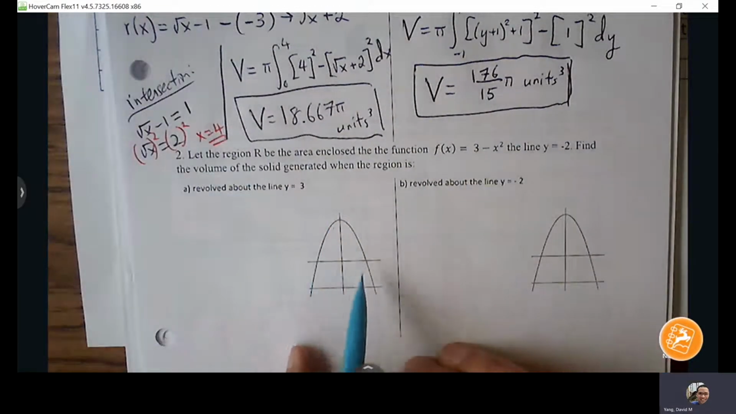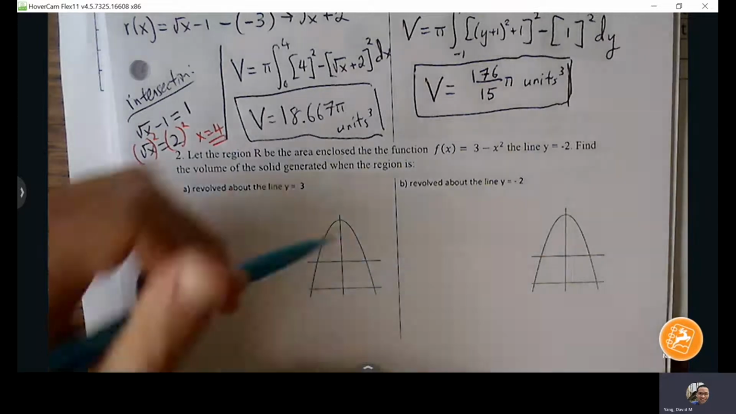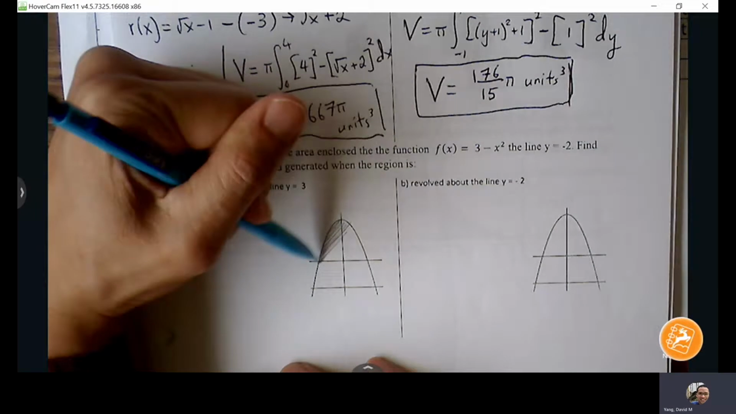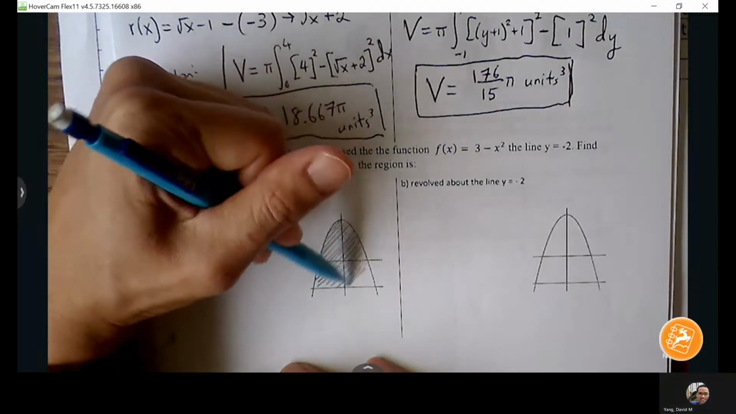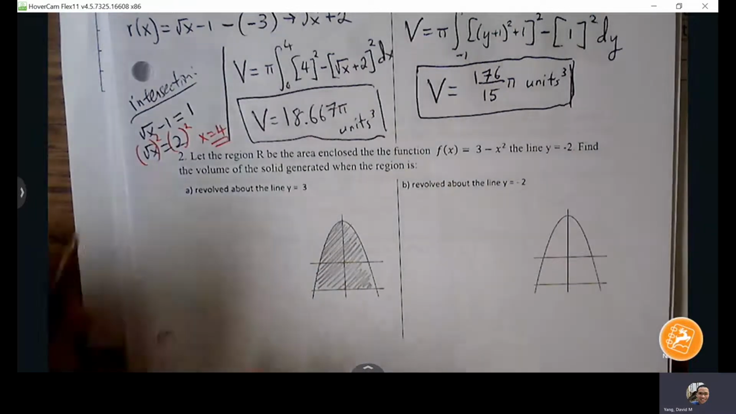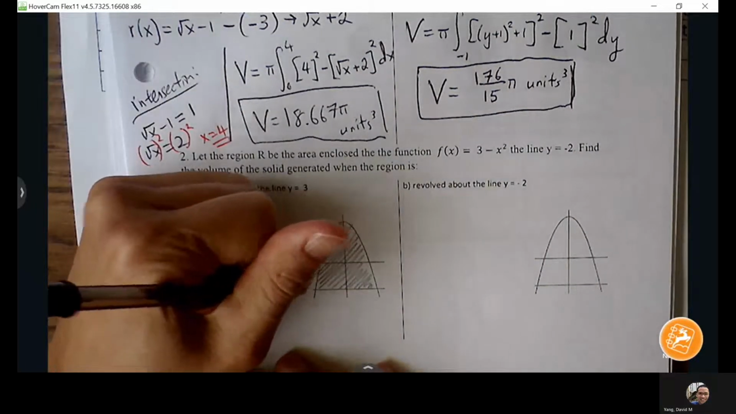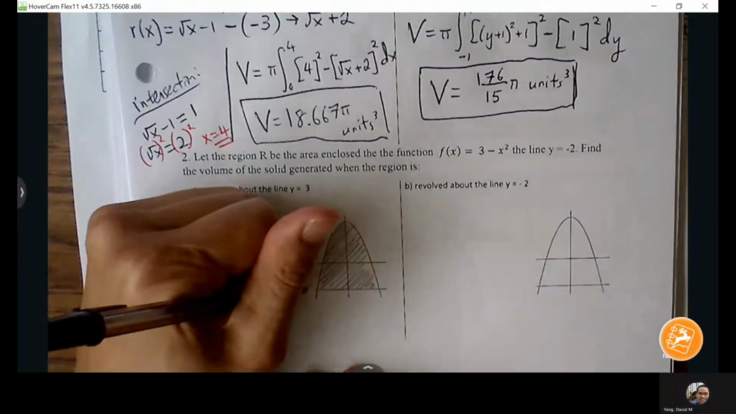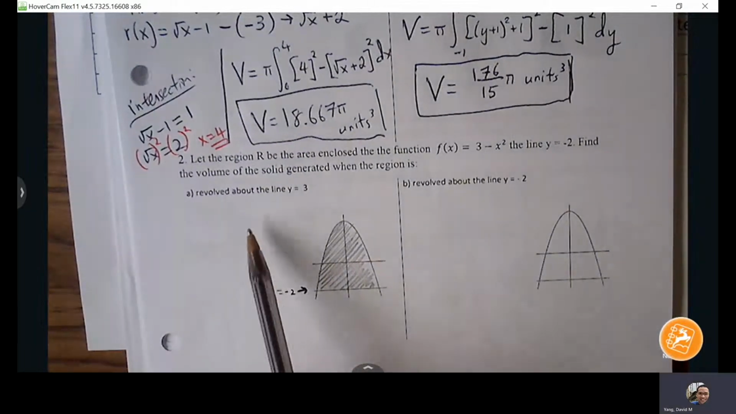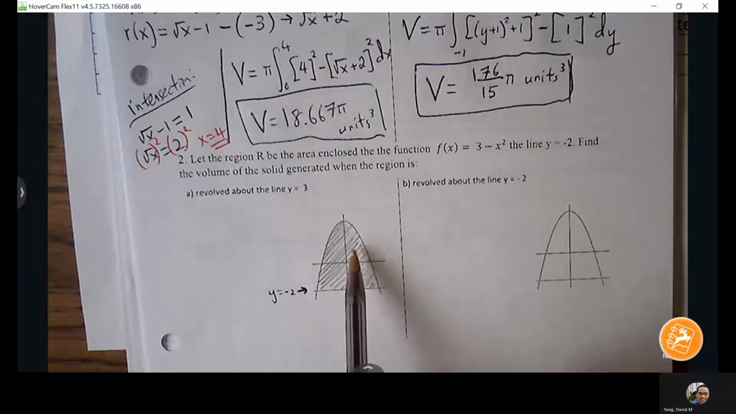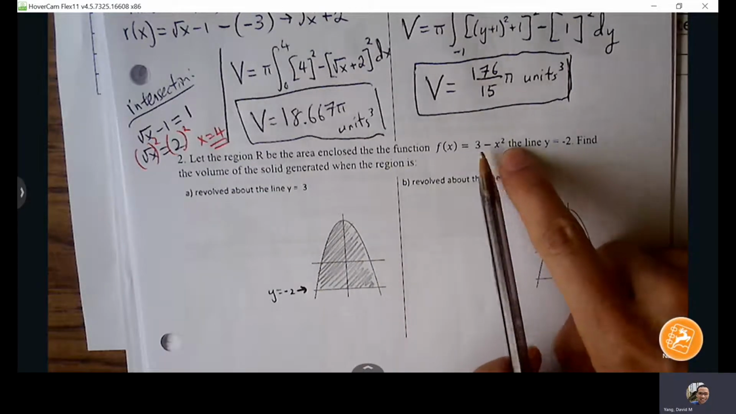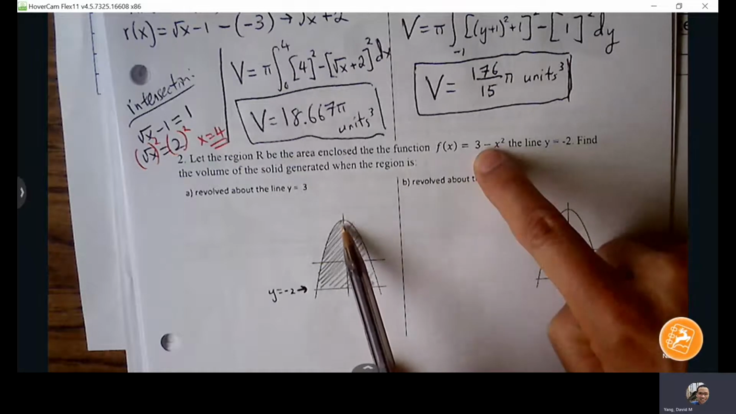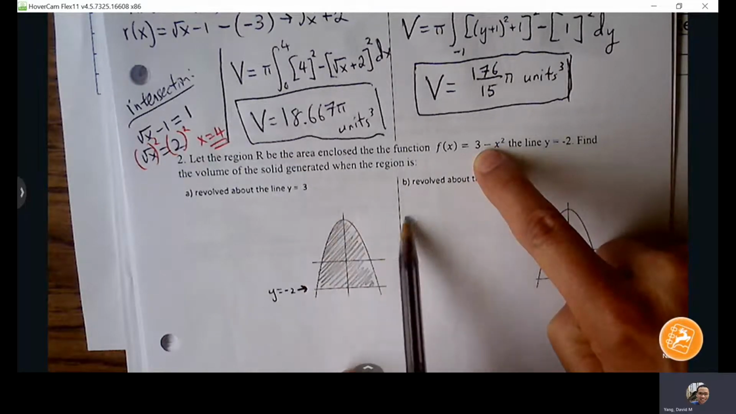So the function 3 minus x squared, y equals negative 2. I put the x and y axis just as reference, but the x-axis is not part of the boundary of the shaded region. It's just there for reference. Revolved around the line y equals 3. So that's at the 3 minus x squared, which is the curve. So we know that's also the vertex. So it's just going to kind of touch the surface of the top of the graph.